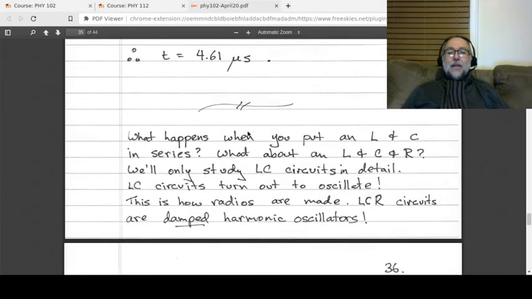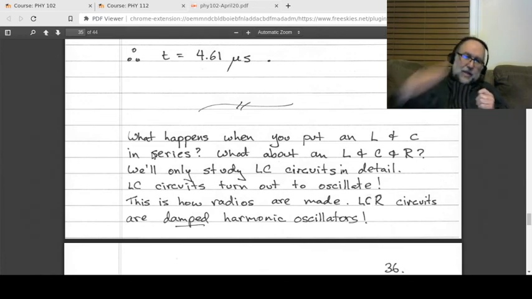Okay, last circuit that we're going to study is an LC circuit. The previous one was an LR circuit, so we had a resistor and an inductor together, and you know what the resistor is going to do. It's just going to bleed away the current. The inductor is trying to keep the current going, but the resistor bleeds it away, and you get the exponential decay.